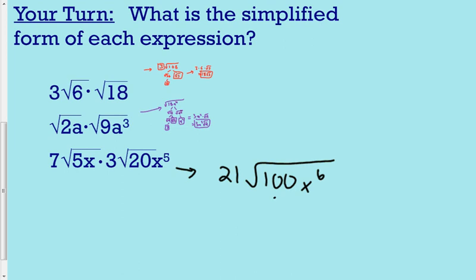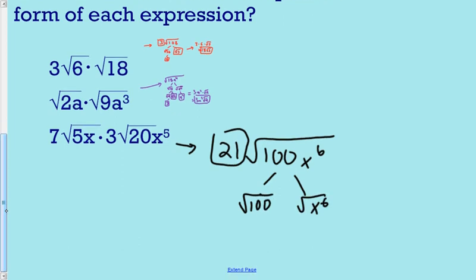So we can break these two apart. So we already have 21, and the square root of 100, and the square root of x to the sixth power. And both of those are going to be simplified. Square root of 100 is 10.